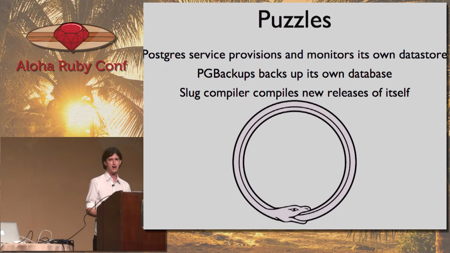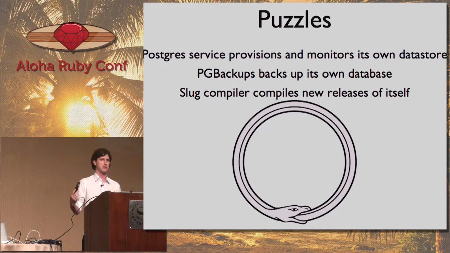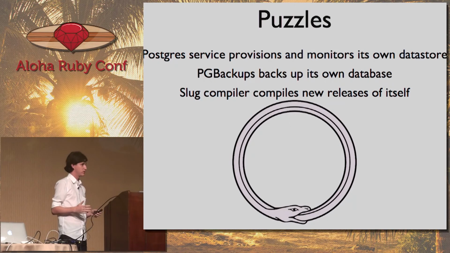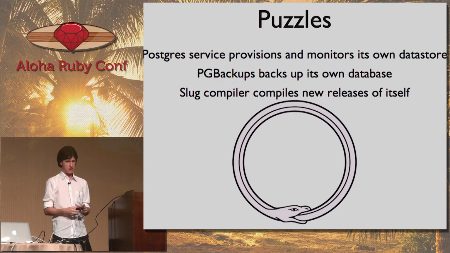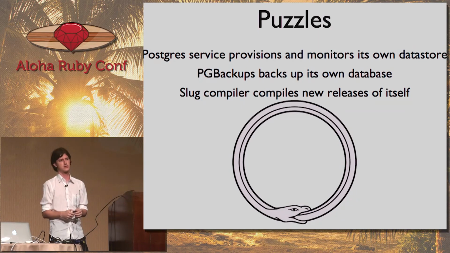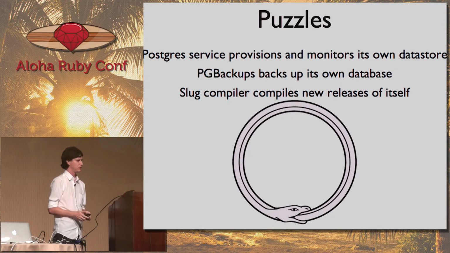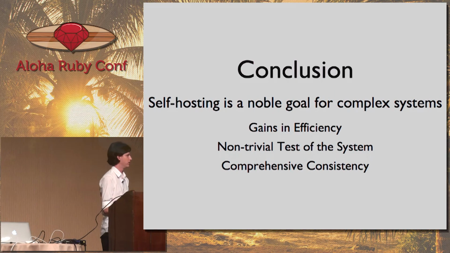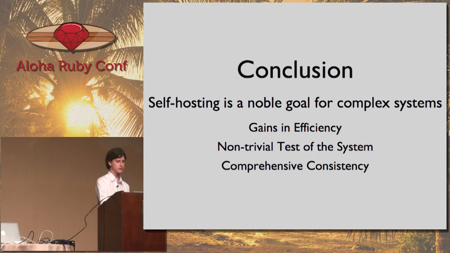If somebody breaks Slug Compiler, how do I release a new version of it that has the fix? But as we started going down this path at Heroku, it became very clear that we look at this as a puzzle. These are just engineering challenges to solve. There are some reasons why you wouldn't want to do this for certain things, but if you treat it as a challenge we can fix with engineering, it turns out we can actually solve those and head down this path of self-hosting.